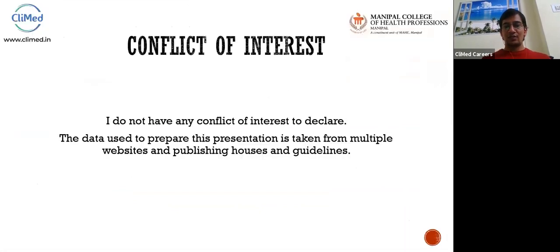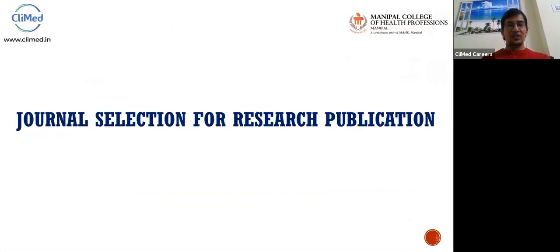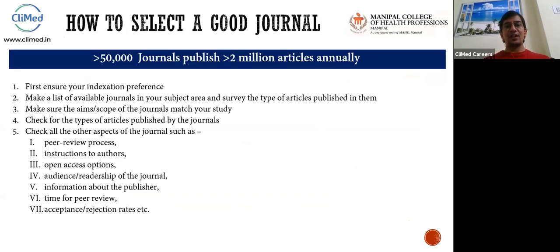As I do not have any conflict of interest, the first topic is journal selection for the research publication. How to select a good journal? Do you know there are more than 50,000 journals published every year? These 50,000 journals publish more than 2 million research articles annually in different fields like medical science, social science, political science, and technology, every field.